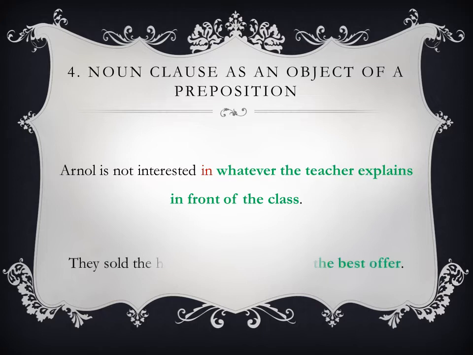Okay, next we come to the next example. They sold the house to whoever made the best offer. "To" here is the preposition connected with the noun clause "whoever made the best offer." It shows the relationship with the nearby word, sold. They sold to whoever made the best offer.